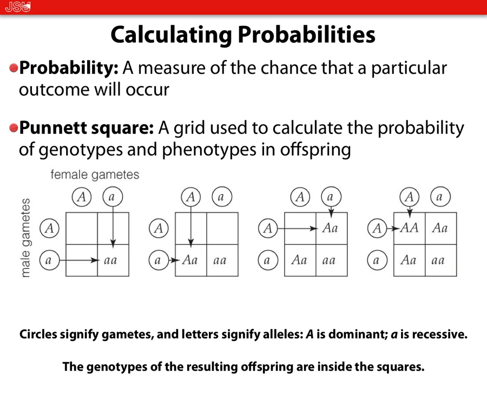Now let's just say that they had 100 progeny, 100 plants that they produced. This says that about 25% or 25 plants will be big A, big A. About 50% of the plants, 50 of the plants here, would be big A, little a, and the remainder would be little a, little a.